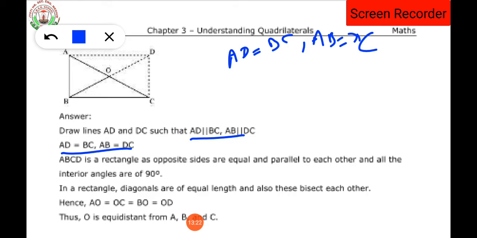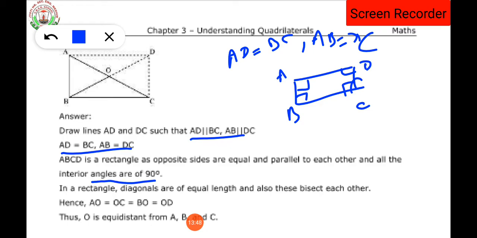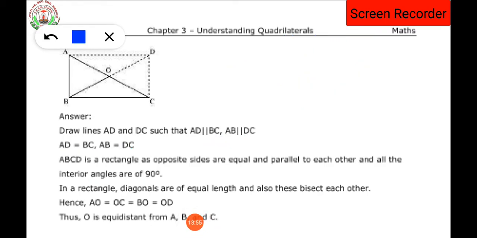Now as we know that opposite sides are equal and parallel to each other and also the interior angle is of 90 degree, that means here angle A is 90 degree, B is 90 degree, C is 90 degree and D is also 90 degree. So here it says that the interior angles are of 90 degree. Then in a rectangle diagonals are of equal length, of course it is an equal length. These questions are solved by using the properties of a rectangle.